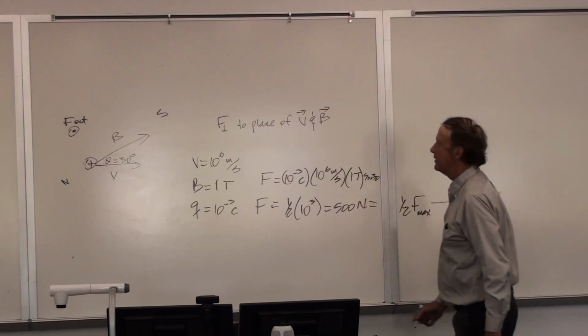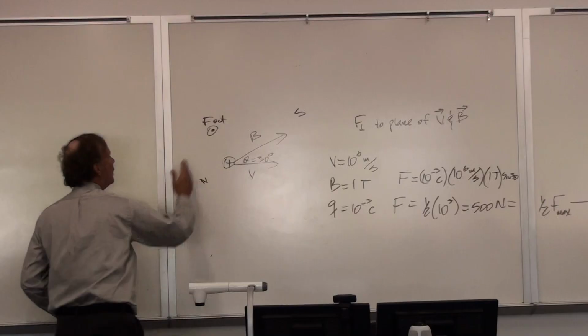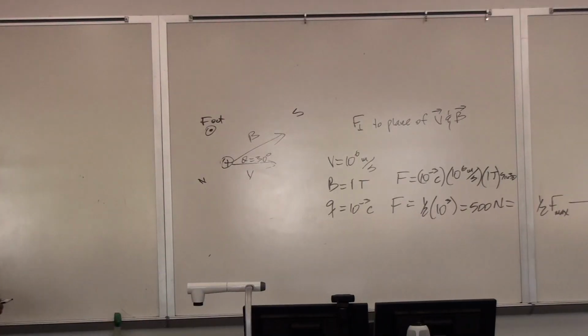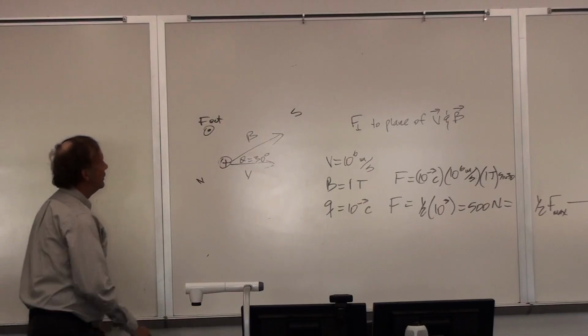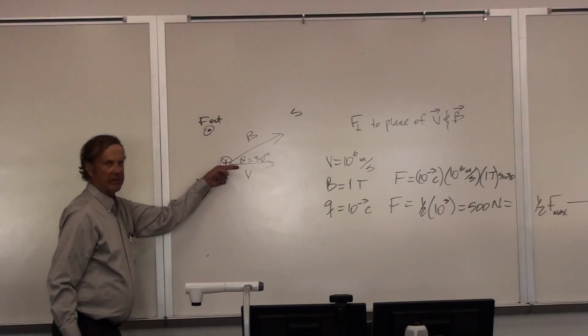And that would be 1/2 of F max, where F max is gotten when theta equals 90 degrees. So in other words, we would have a maximum magnitude of the force when the velocity is completely perpendicular to the magnetic field.